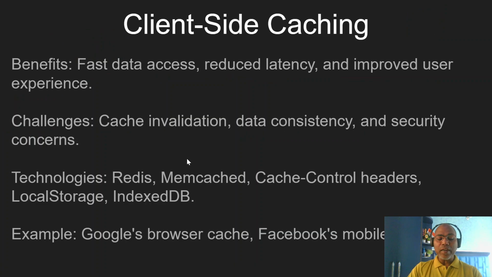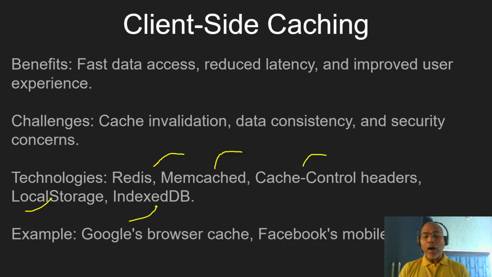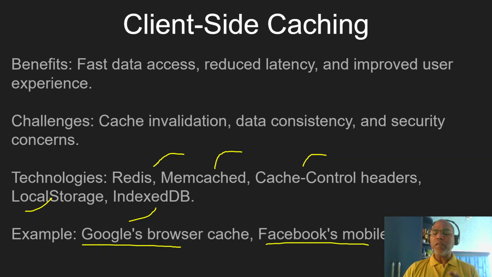And for client-side caching we already have technologies available. You can use Redis, you can use Memcached, you can use the Cache-Control header, we can use local storage, we can use IndexedDB. So lots of tools are available in the market. And all the browsers, maybe Google's browser or Facebook mobile apps, lots of mobile apps and browser-based applications are using client-side caching.